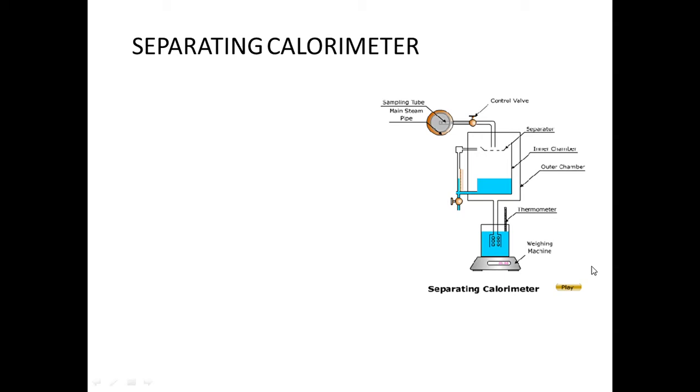In the separating calorimeter, we have a perforated tray. The perforated tray is a porcelain type material. If you pass the steam through the porcelain type material, the moisture gets separated from the steam, because steam is a gas which may flow in different directions, but as water has inertia, it will not flow in all directions. It will stick to the wall, which we can separate out.